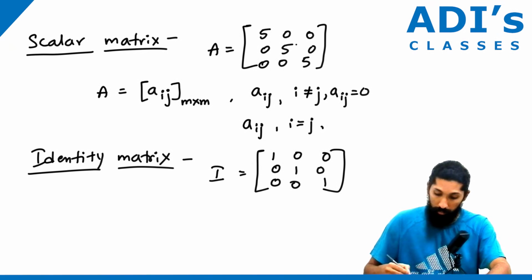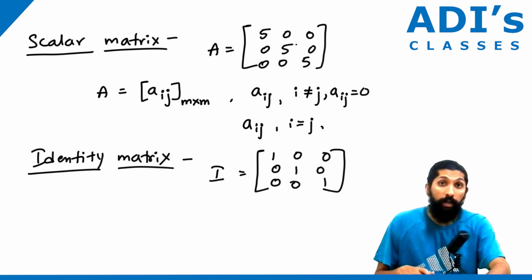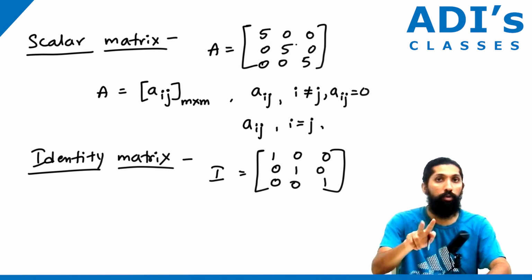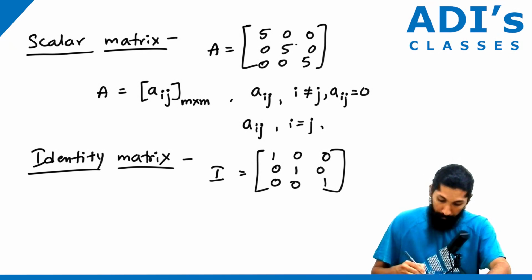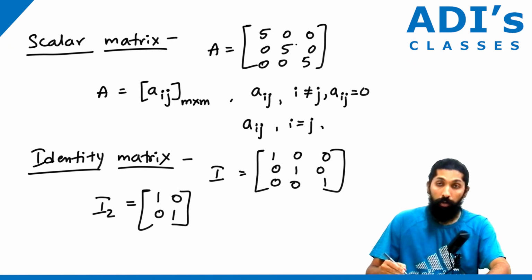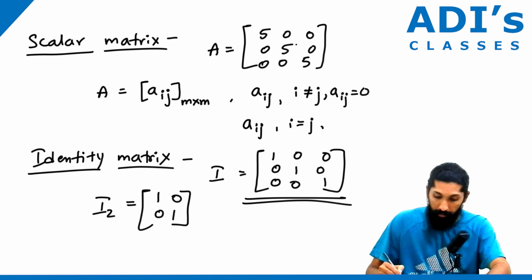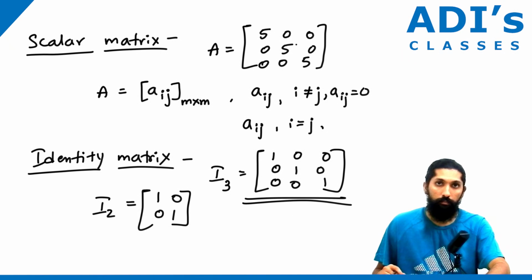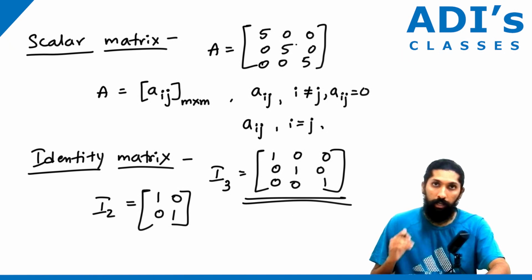In an identity matrix, suppose you have a 2 cross 2 matrix, then we represent it as I2, which is nothing but 1 0 0 1. The one you are seeing here, the 3 cross 3 matrix, is represented as I3. This is I3, and this is I2.